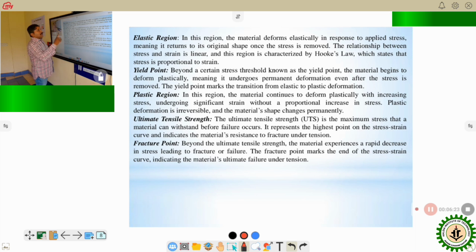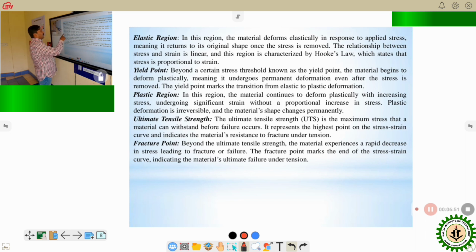Clear? The relationship between stress and strain is linear here. That's why we are saying it's a proportional limit. At this point, by Hooke's law, what is Hooke's law? It states that the stress is proportional to strain. What should be the applied stress? In that way, the elongation will be there and the strain. The stress is proportional to the strain. That is the OA region, and we are saying it's an elastic region.